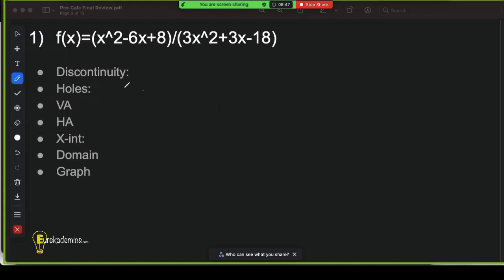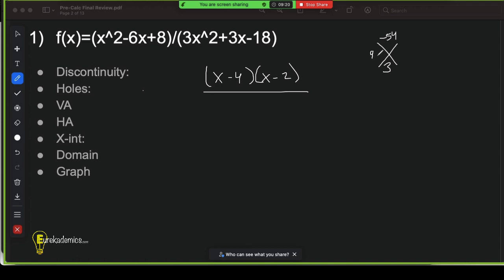To attack these kinds of problems, we're going to have to look downstairs for zeros and things that cancel out with the top. For example, let's just factor the top. What multiplies to 8 and adds up to negative 6? So I'm looking at x minus 4 and x minus 2. I did the AC method, and if you're interested, you can email me. I'm more than happy to explain.